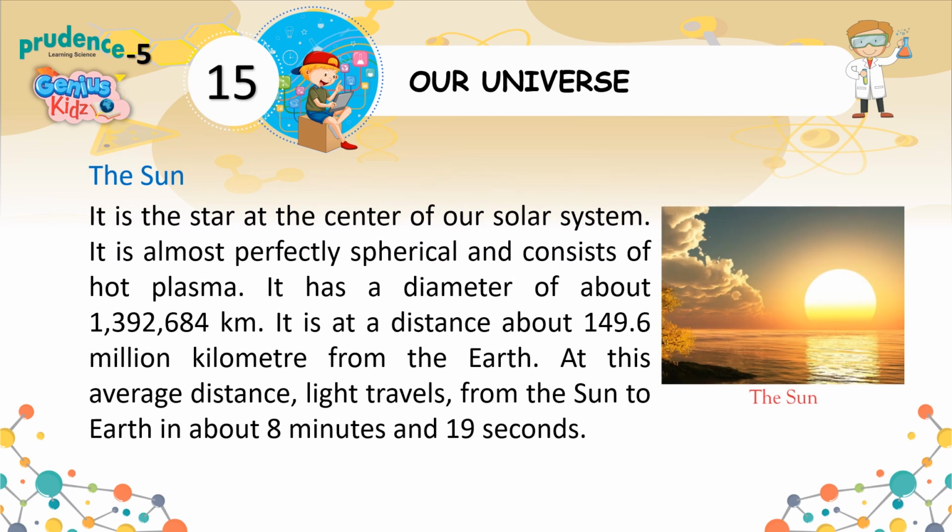The Sun. It is the star at the center of our solar system. It is almost perfectly spherical and consists of hot plasma. It has a diameter of about 1,392,684 kilometers. It is at a distance of about 149.6 million kilometers from the Earth. At this average distance, light travels from the Sun to Earth in about 8 minutes and 19 seconds.